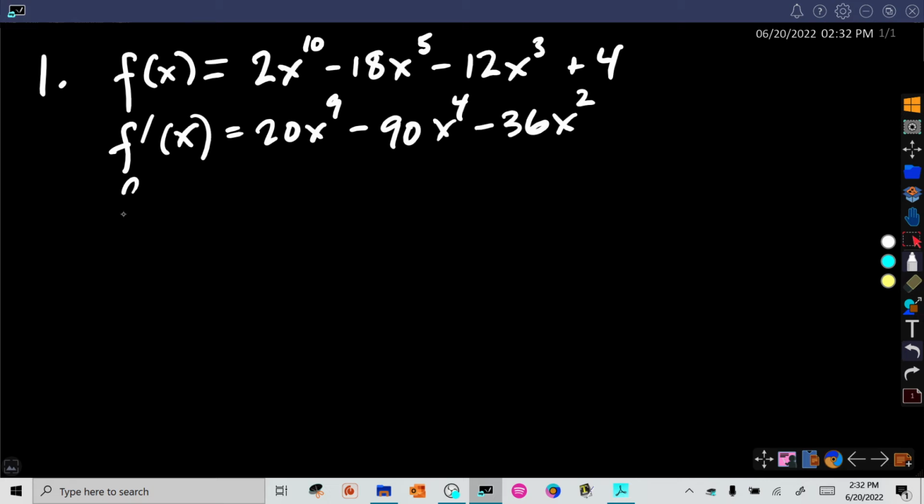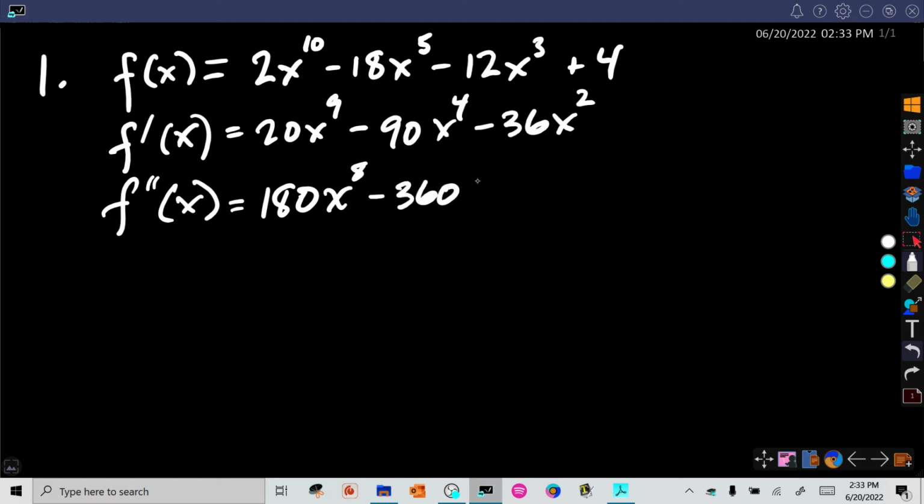All right, now we can go ahead and take a look at the second derivative. So 20 times 9 is going to be 180, and we reduce the exponent by 1. 90 times 4 is going to be a minus 360x to the 3rd. Minus 36 times 2 is going to be a minus 72x to the 1st. So I'm just going to leave it at that.